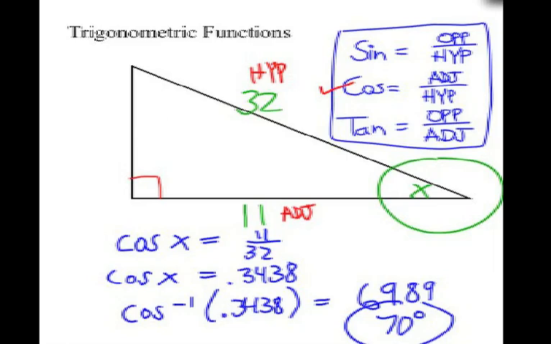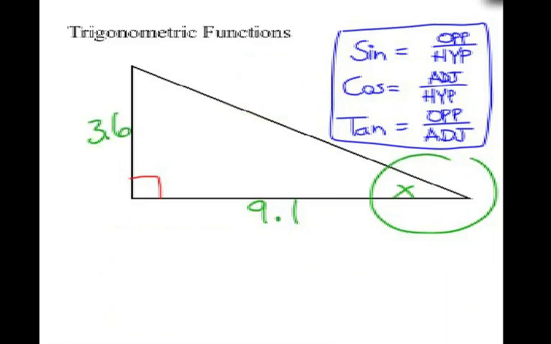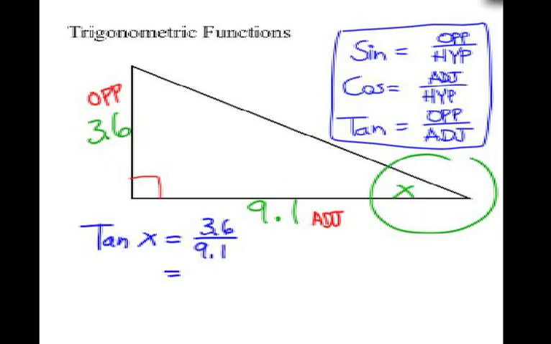Let's try one last example with tangent. You notice that if I'm looking for the missing angle x, and I want to use the tangent function, I need to make sure that I know the opposite leg and the adjacent leg, which I do, as marked. So here's my equation to find the missing angle. I'm going to use the tangent function of angle x equals the opposite leg, 3.6, divided by the adjacent leg, 9.1. Divide that out on your calculator, which would be 0.3956, and that's what the tangent value of that missing angle is.